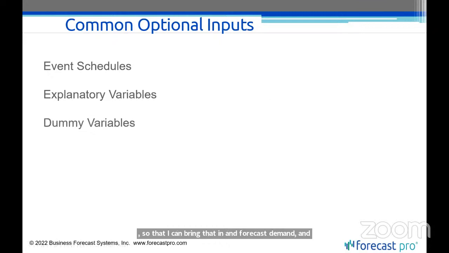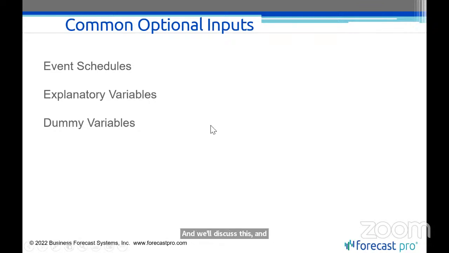The third category is something called dummy variables. This has typically been done in regression contexts. For those who have built regression models, you're probably familiar with dummy variables. It's somewhat similar to an event schedule in that it's usually binary, either on or off, but it's a different approach, and we'll discuss this and where it's appropriate.